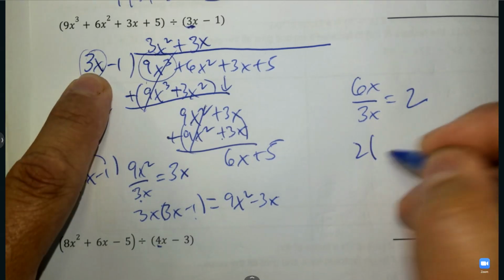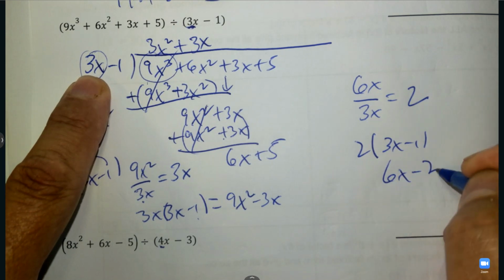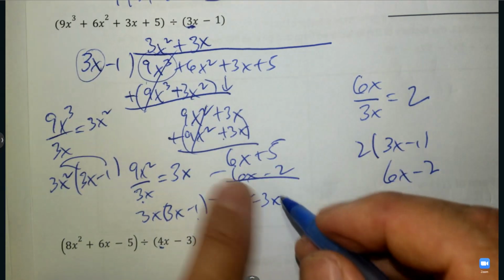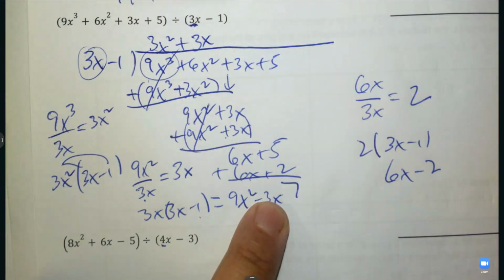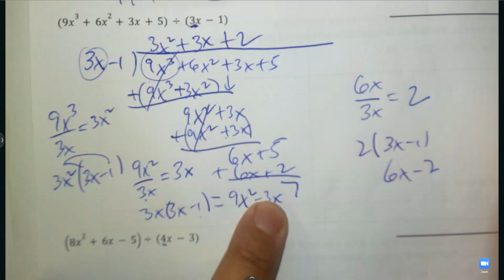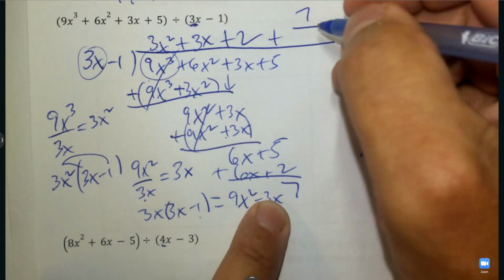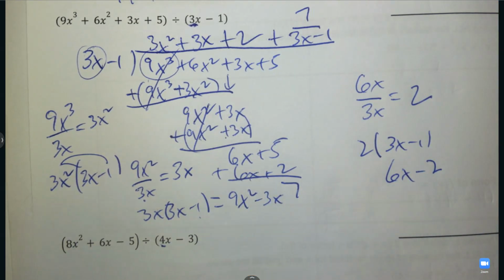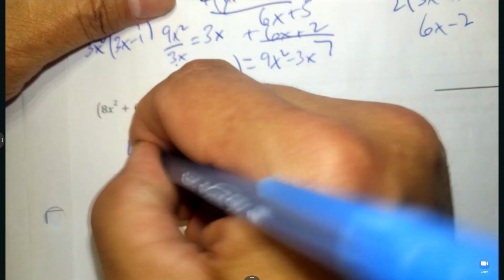Then take that 2 and we multiply and distribute. That's 6x minus 2. And then subtract. Again, when you subtract a negative, you're adding. That's 7. And then how do I write that answer at the end? So this answer was 2. And then the remainder is 7, which is a fraction, over 3x minus 1. You need to try it first. So again, long division, you can't do synthetic because of that 3.